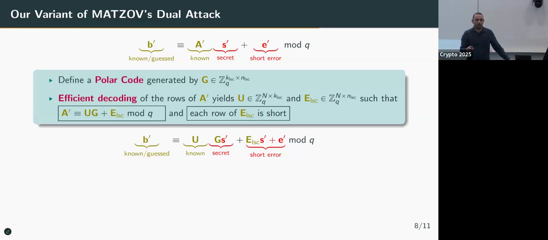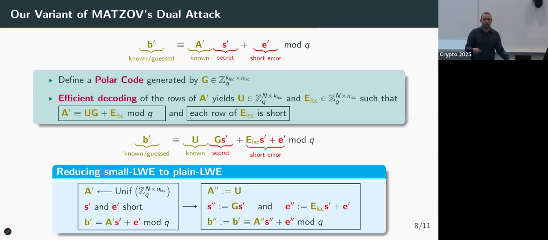And so rewriting the equation above using this equality, we obtain this new LWE sample where this time our secret is no more S prime but GS prime. So that is actually a compressed version of S prime. And so what we've done is actually reduce the small LWE problem to a plain LWE problem. So here, the new secret is GS prime, and so is of smaller dimension. But if we apply a perfect compression operation, that means GS prime is no more small, is no more short, but random.